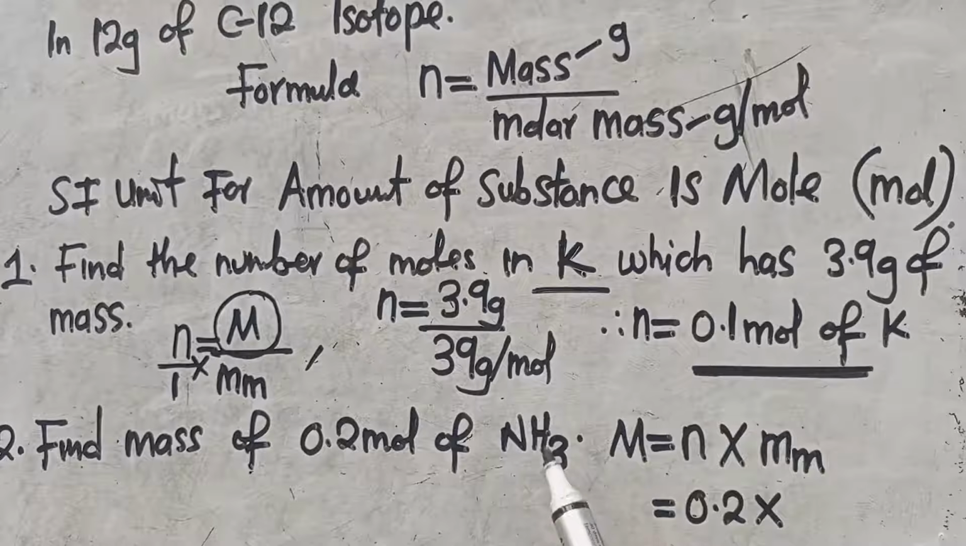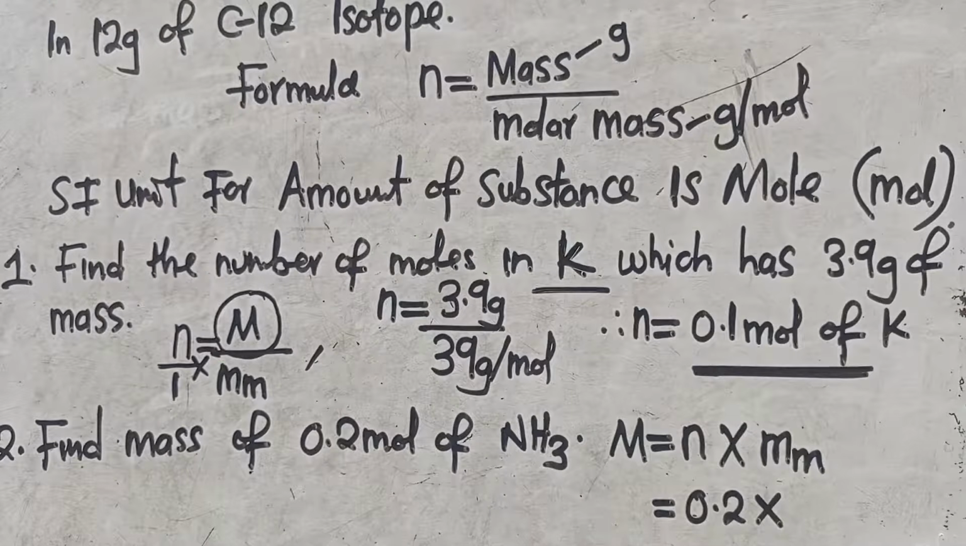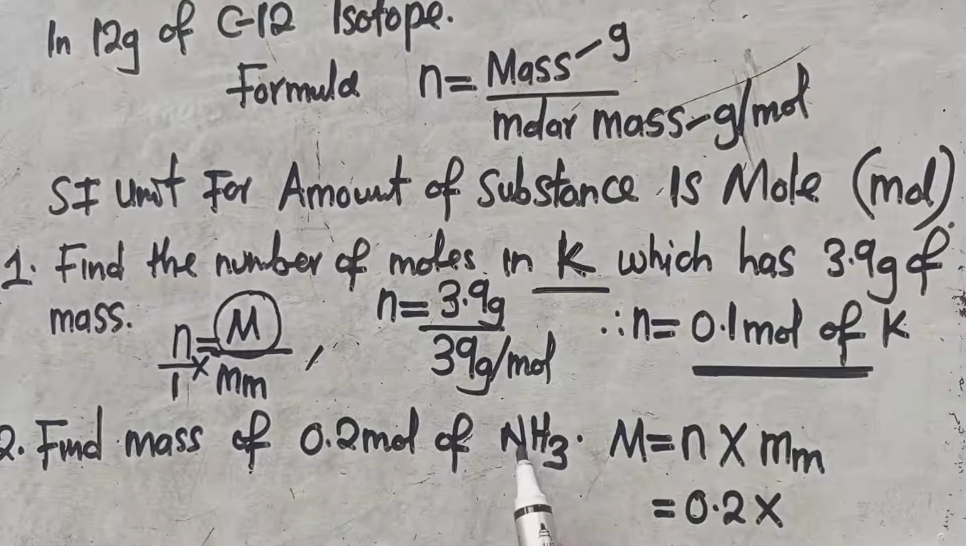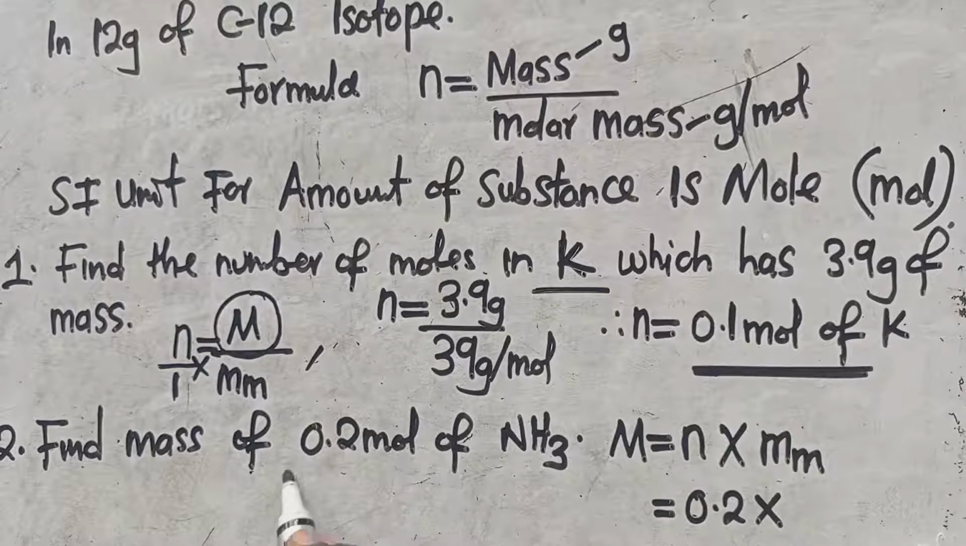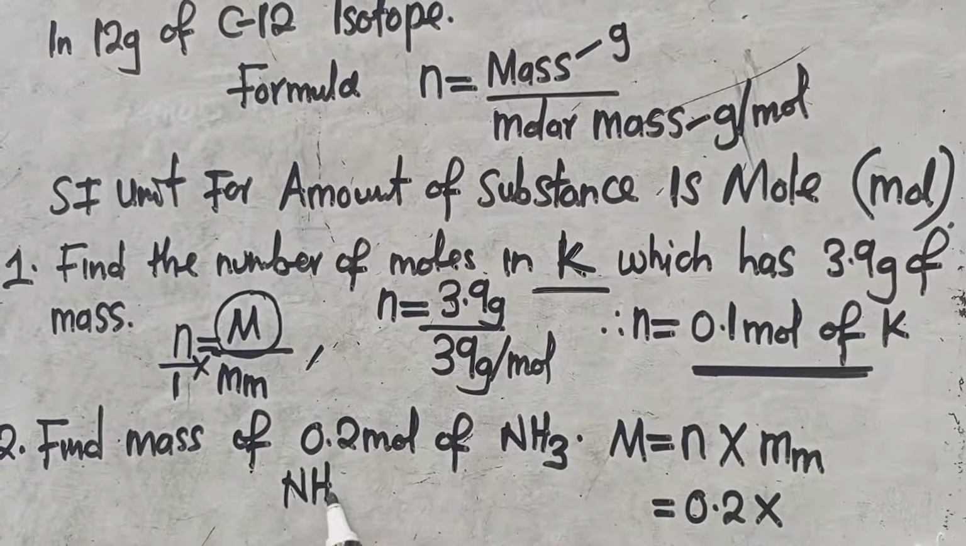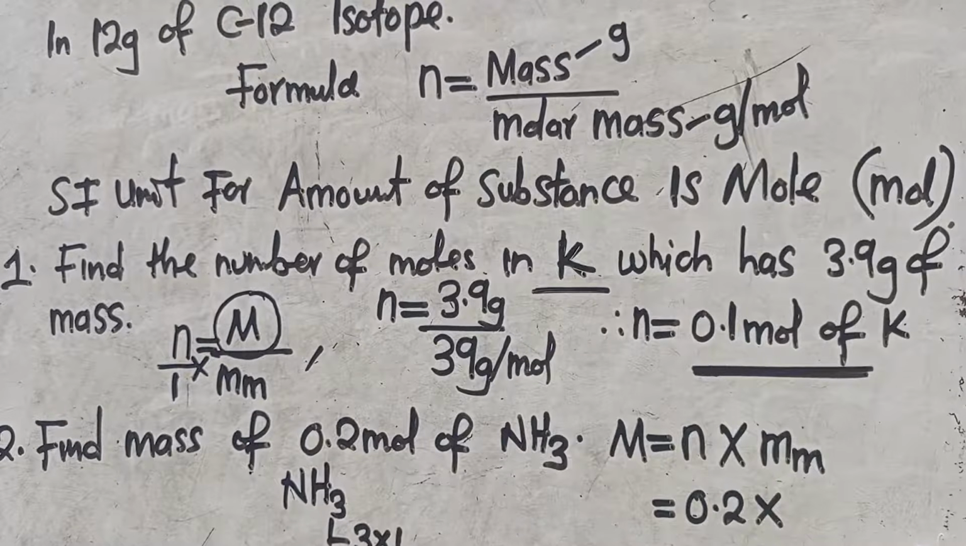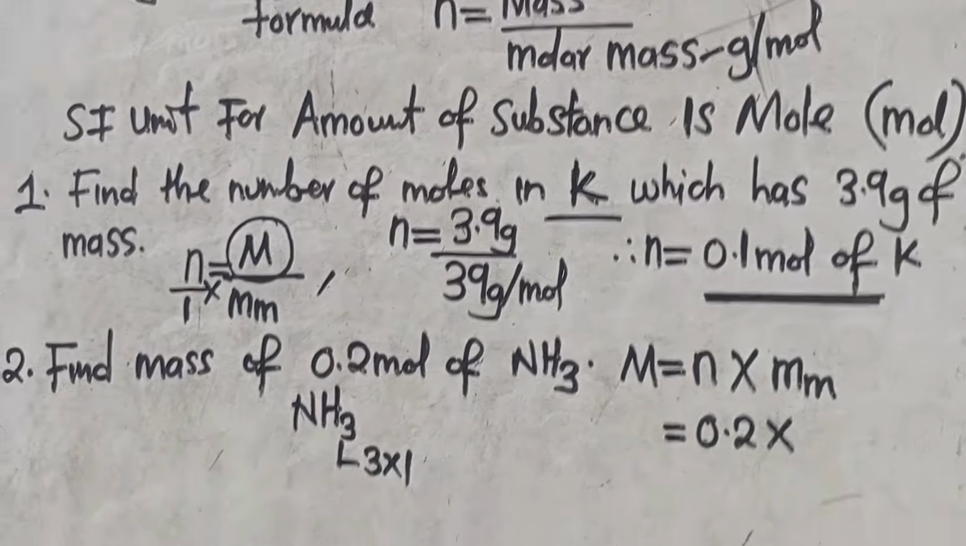0.2 times what is the molar mass? This is ammonia. I guess you know how we find the molar mass. So this is 3 plus 14, that is what? 17. This is what I'm doing: this is 3, so I'm saying this is 3 times 1.